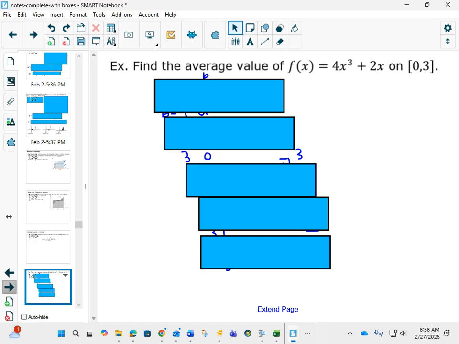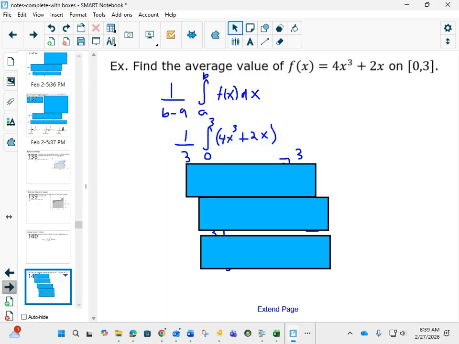So from 0 to 3, what is the average of 4x cubed plus 2x? There's got to be a point C on f of x so that the area is that height, f of c, times b minus a, sorry. So we find our integral, b minus a happens to be 3.